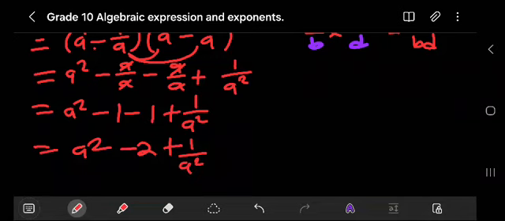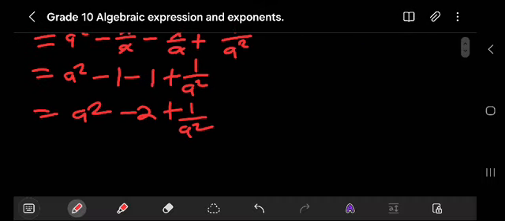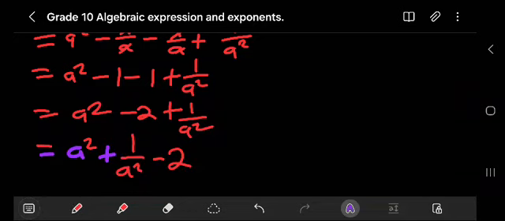So this is how you have simplified this. If you like, you can leave it like this. You can say A squared plus 1 over A squared minus 2. All right, are we together? This is what we have.